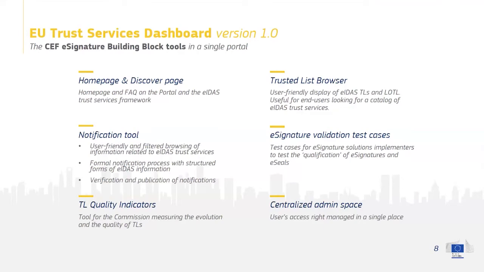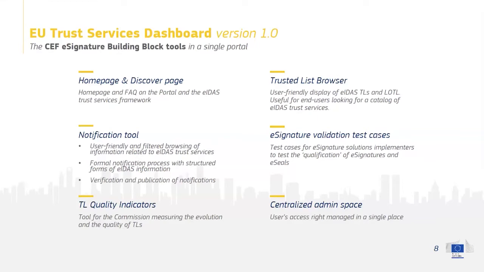Then about the notification tool, which is in fact the topic of today, it's a user-friendly and filtered browsing of the information related to eIDAS trust services, so Chapter 3 of eIDAS. Previously, the information was notified by email and then published in PDF format on the Futurium, but now it has changed. The notification has become more formal.